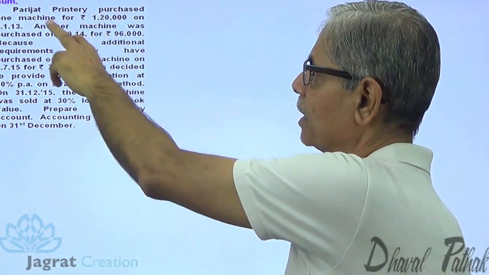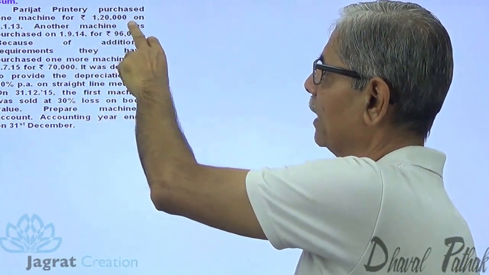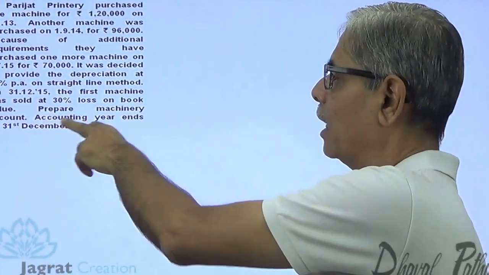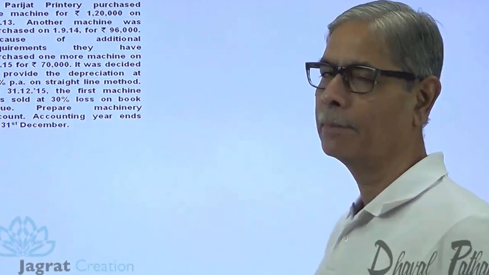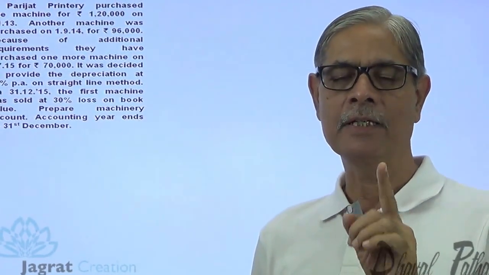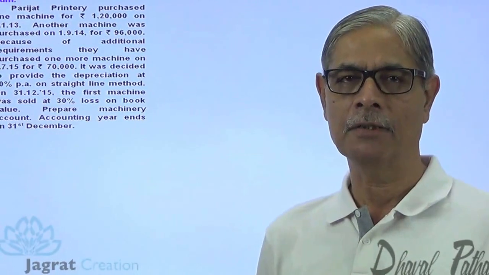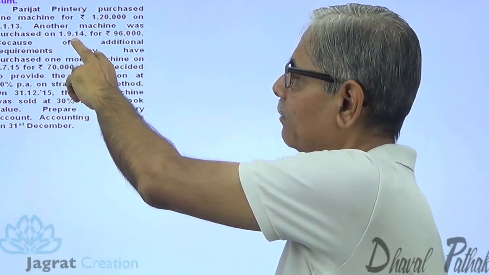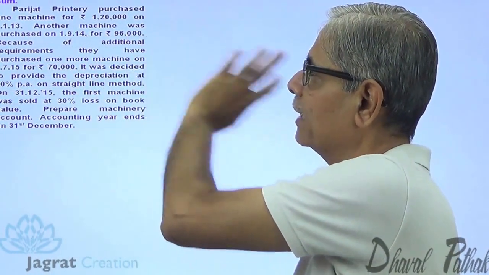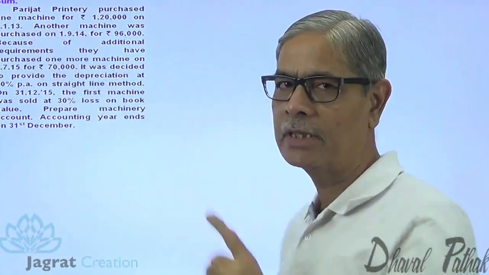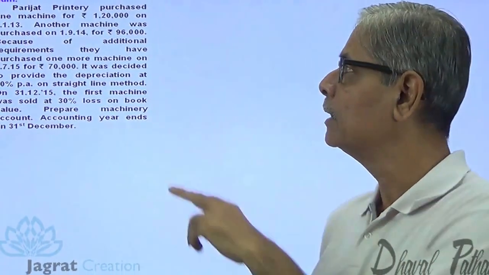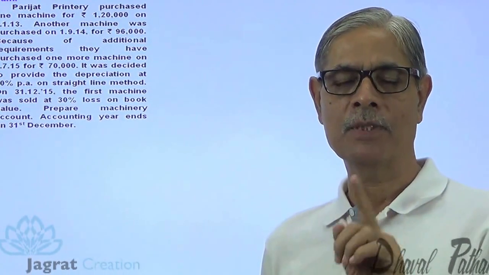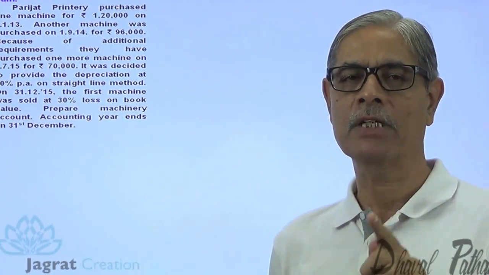Parijat Printer purchased one machine for rupees 1,20,000 on 1/1/2013. Accounting year ends on 31st of December. So machinery is purchased on the first day of the year. Another machine was purchased on 1/9/2014 for rupees 96,000. So first machine is purchased in 2013. Second machine is purchased in 2014, that is on 1st of September. So second machine is purchased in the second year.